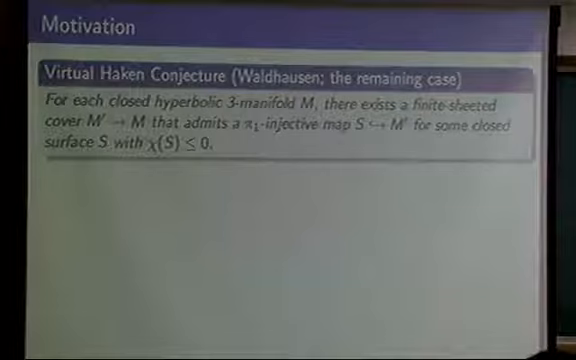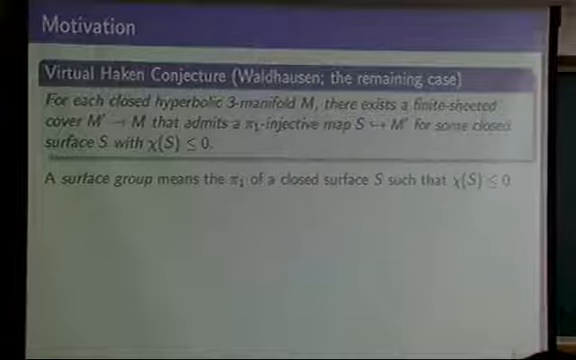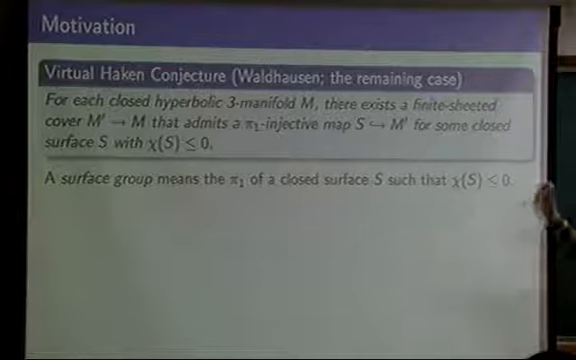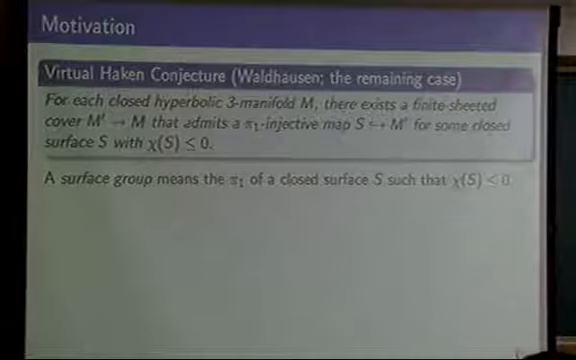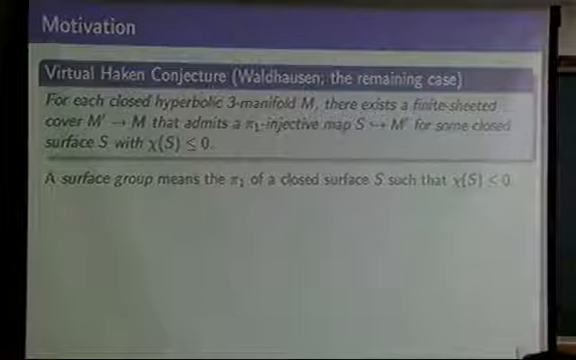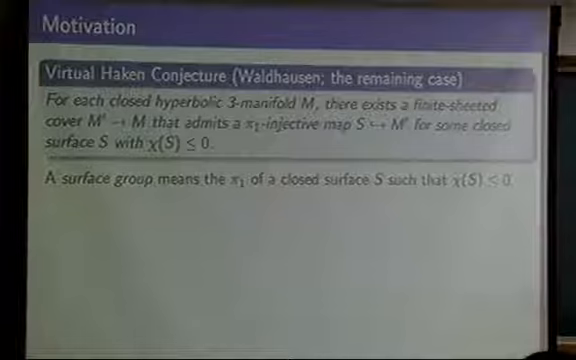This virtual Haken conjecture, still unresolved for the closed hyperbolic three-manifold case, is of central importance in three-manifold theory, in the classification of hyperbolic three-manifold groups. Obviously motivated from this conjecture, another conjecture from three-manifold theory, which is weaker than the virtual Haken conjecture, asserts that every closed hyperbolic three-manifold group contains a surface group. By a surface group, I mean the fundamental group of a closed surface of non-positive Euler characteristic. This non-positive characteristic just means that we exclude the sphere or RP2. Then an immediate corollary, if the virtual Haken conjecture is true, would be that the fundamental group of a closed hyperbolic three-manifold contains the fundamental group of a certain closed surface of non-trivial type. But that corollary is not really a corollary, because the virtual Haken conjecture is still unresolved.